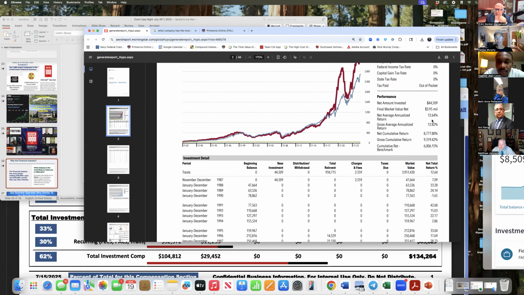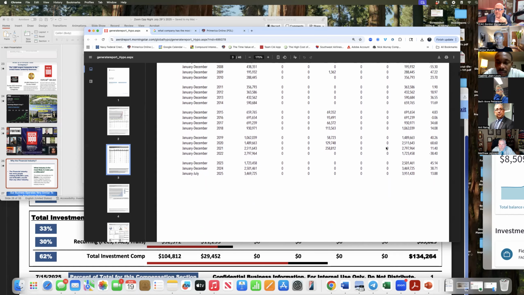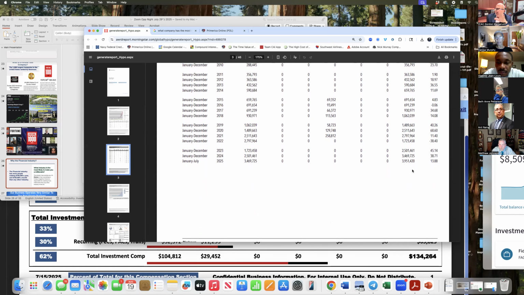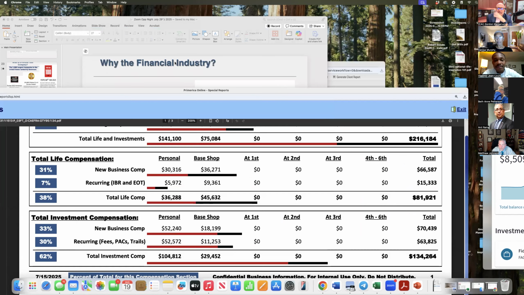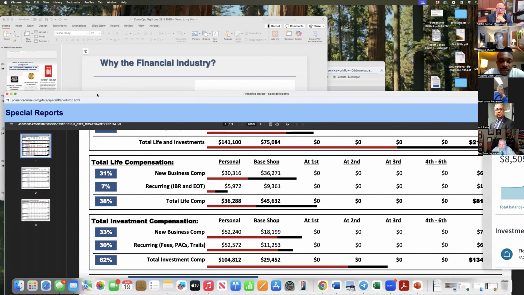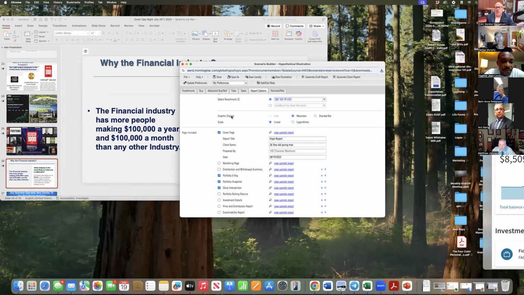Because if we continue to get this 12, almost 13%, young man, I'm going to have you with $4 million when you're 64 years old. That's powerful. Don't touch the money. Just leave it alone. So he said, fine, I don't need the money. I won't touch the money. I will do that. And so we're rolling that over.